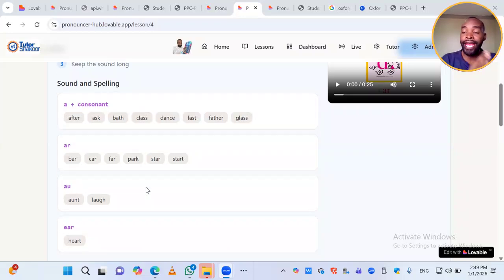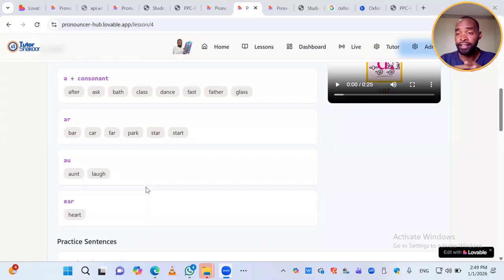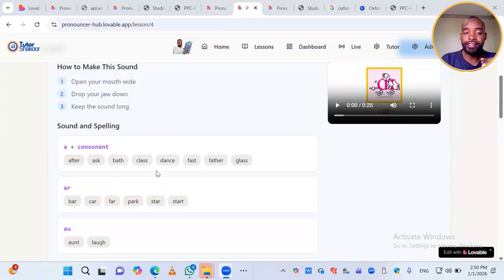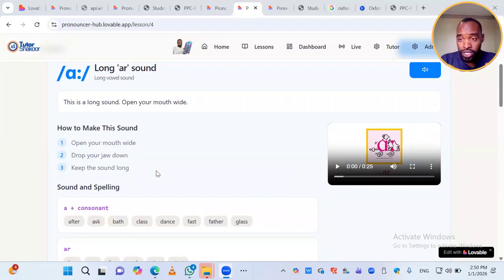When we have the letters AU together, mostly at the beginning of words, we have aunt and laugh. There are three letters, E-A-R, which when they come together produce the sound ah, like heart. This is the vowel sound ah, a monophthong.